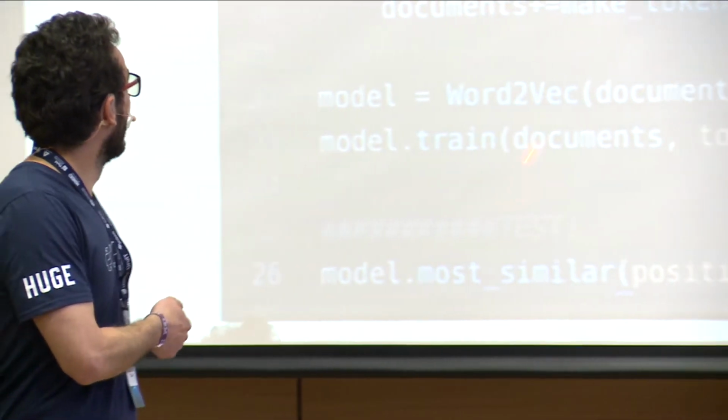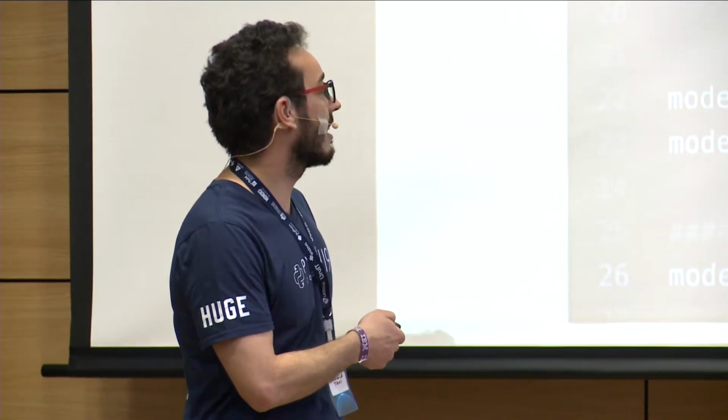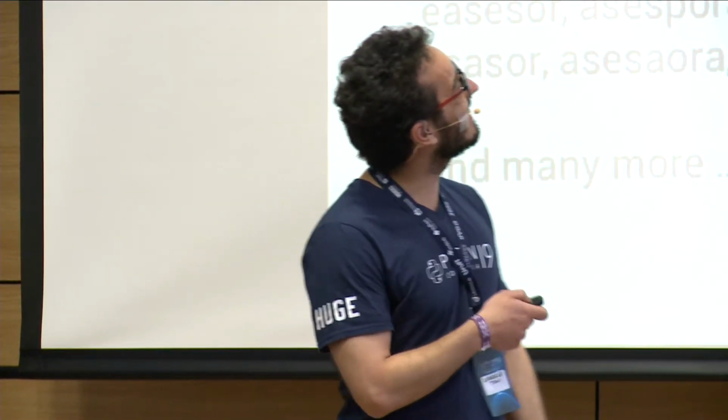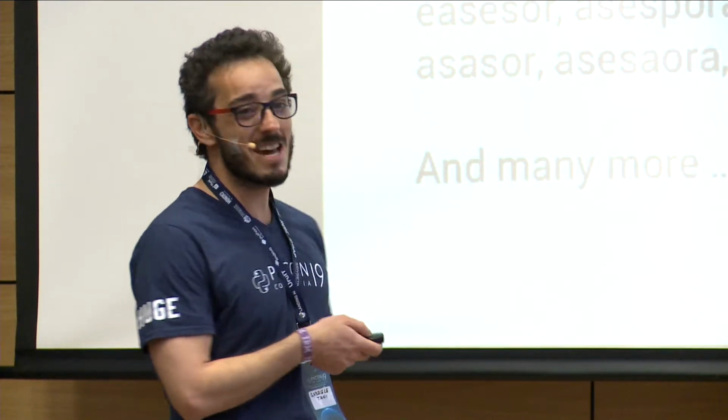Okay, we prepare everything, and this is how we train the model. Word2vec, we decide the size of the vector, train, and ask for the most similar. You remember the example king plus woman minus man? Here we have asesor plus mujer menos hombre. What do you expect? No, asesora. We forgot about something: spelling. This is the way we found in our database, and many, many more, of writing asesor or asesora.